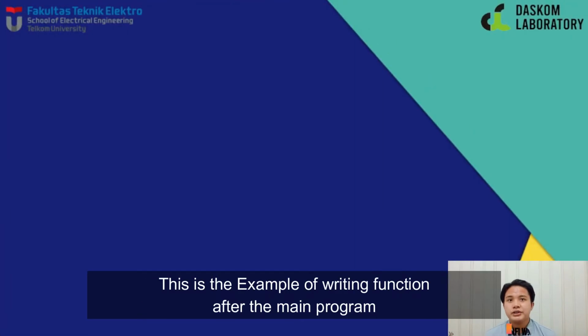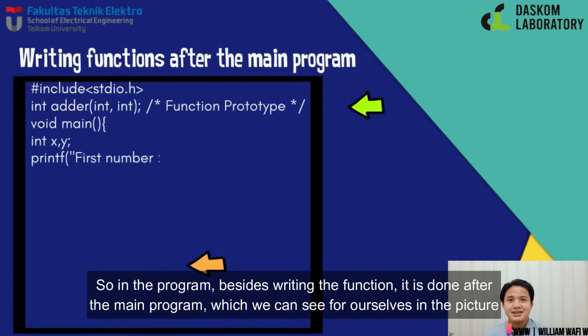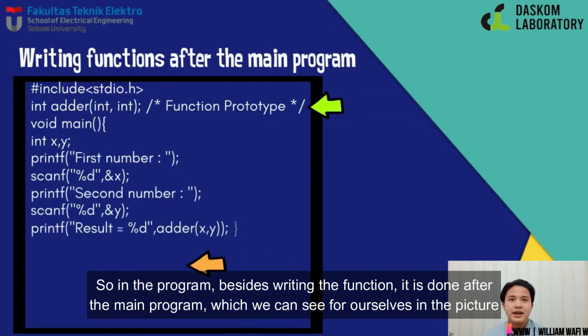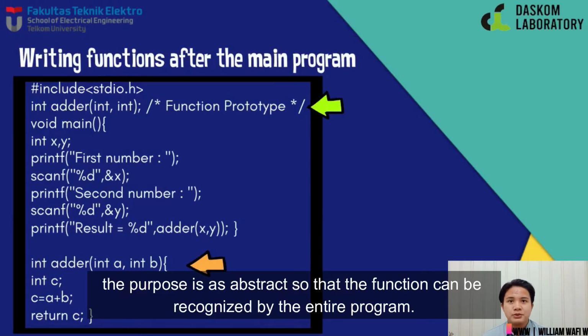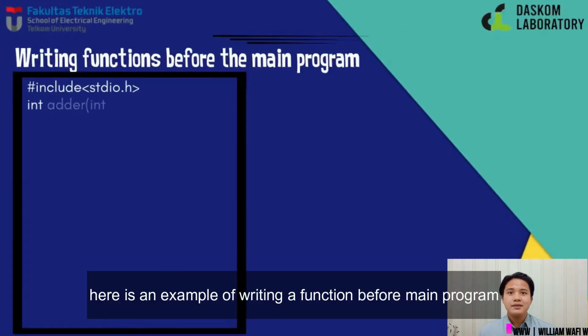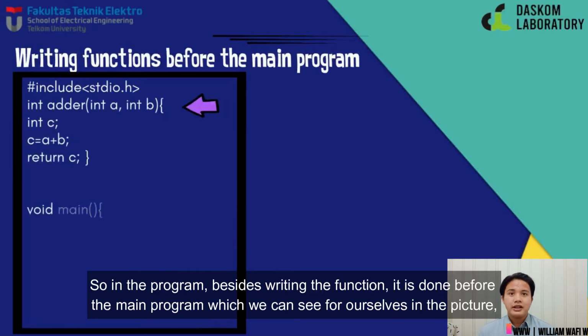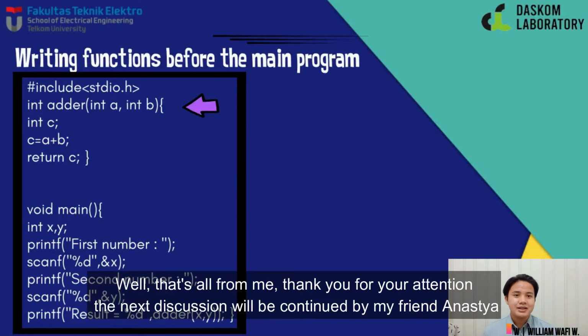This is an example of writing functions after the main program, so that we can see the function is right after the main program. If you want to write functions like this, you must write the function's prototype. The purpose is as an abstract so that the function can be recognized by the entire program. This one is an example of writing functions before the main program, where we can see the function is right before the main program.